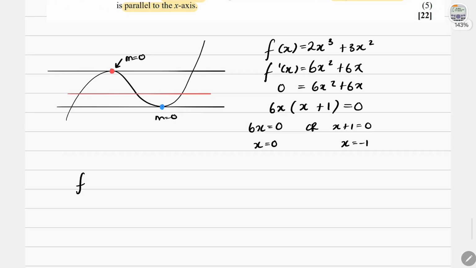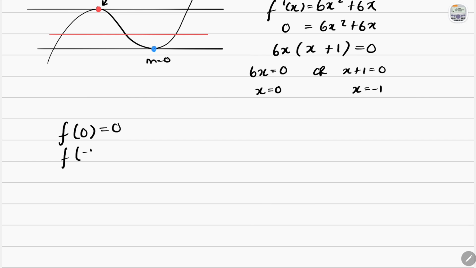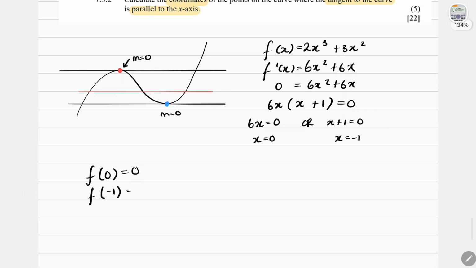We're going to have to take the original function, take those x values, and find their y values. Now with the 0, that one is quite simple. If you substitute 0 here, it's also going to give you 0. So in this case, this is an x and y intercept at the origin. So we know that f of 0 equals 0. And then if we substitute that negative 1 in, we get 2 times negative 1 cubed plus 3 times negative 1 squared.